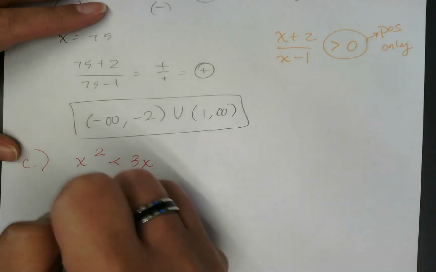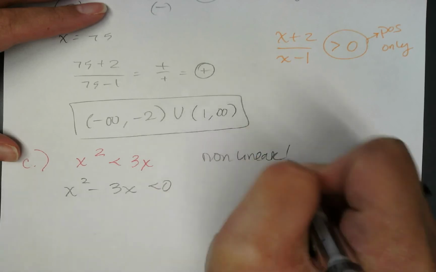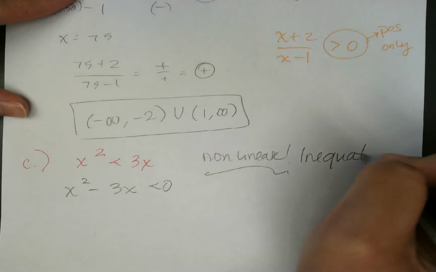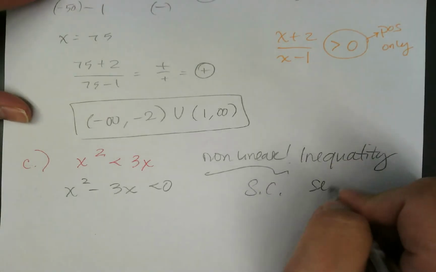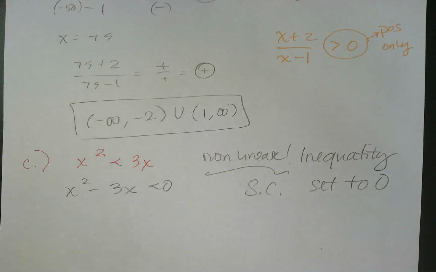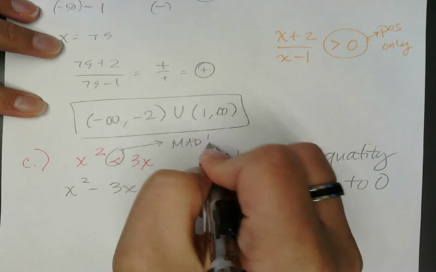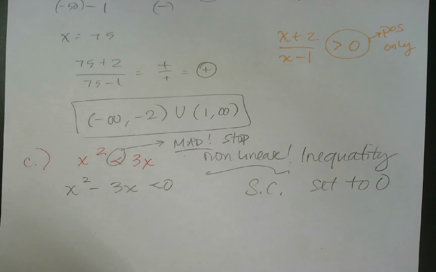You got to set it to 0. Why do I got to set it to 0? Because it's an inequality and you have to. It's a nonlinear inequality, you got to do a sign chart, and in order to do a sign chart, you got to set it to 0. So that's your train of thought. As soon as you see the symbol, you're setting it to 0 because it's a nonlinear inequality and you have to do a sign chart.